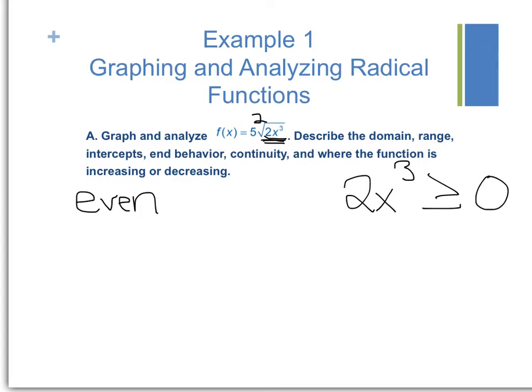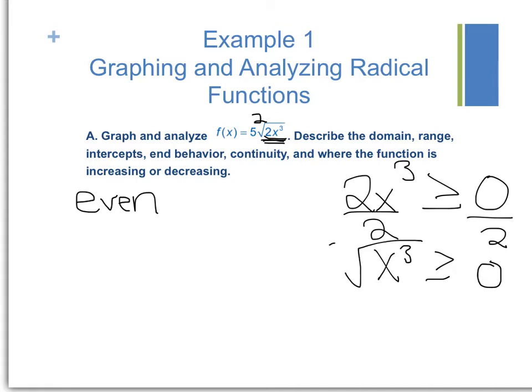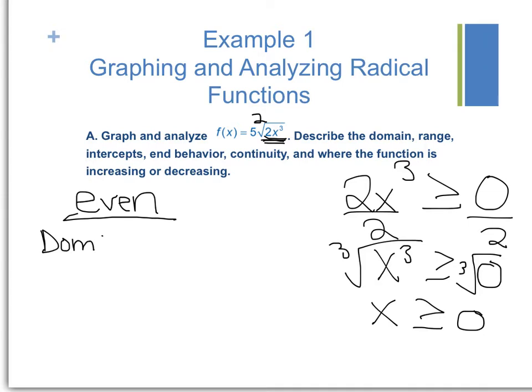So at the very least, 2x cubed has to be greater than or equal to 0, which if I solve this for x to figure out our domain, x cubed is greater than or equal to 0 once I divide off the 2 on both sides. And then to solve this for x, I would take the cube root of both sides, and I get x is greater than or equal to 0. Which we already knew from the previous slide, that all even index radical functions have a domain from 0 to infinity. So we're going to have a domain from 0 to infinity. Our range then is also going to be from 0 to infinity.